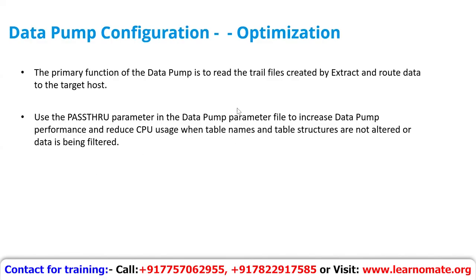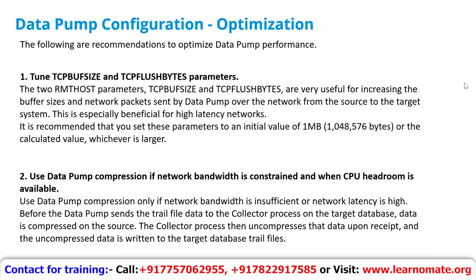Then data pump configuration. How can you optimize your data pump? The primary function of data pump is to read the trail files created by extract and route data to the target host. So you can use the pass-through parameter to increase data pump performance and reduce CPU usage when table names and structures are not altered.